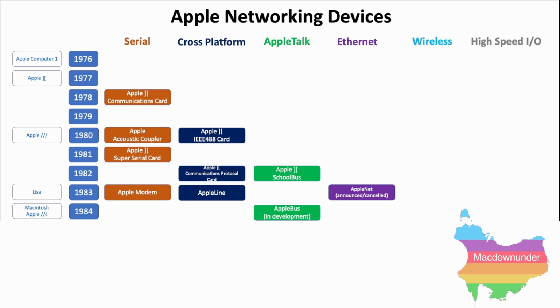In 1984, of course, we all know that the Macintosh was released. So was the Apple IIc. In terms of networking, the only thing that was really announced was that AppleBus was in development for the Macintosh. However, as we know, AppleBus itself ended up not being developed, but it did turn into AppleTalk eventually. So in 1985, the big launch was the LaserWriter.